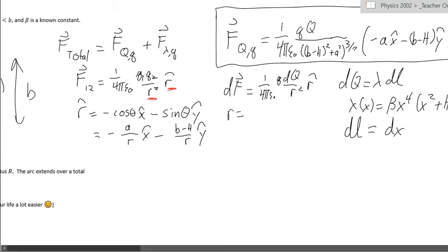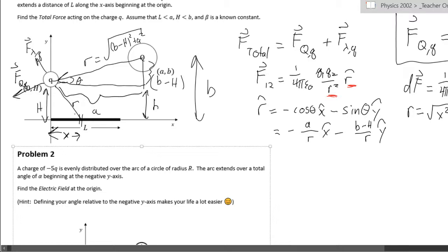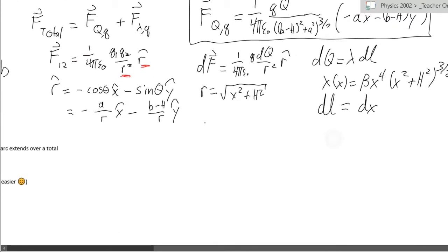R is going to be equal to the square root of x squared plus h squared. Okay. Now we need to determine what r hat is. So here's some angle of theta, or we can call this phi because I used theta already. R hat is going to be equal to cosine of phi times x hat with a negative sign, plus sine of phi times y hat.